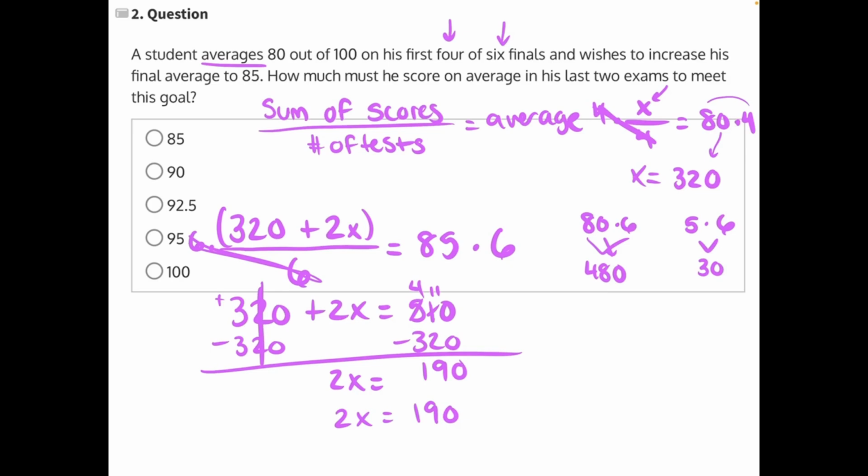2 is being multiplied to x, so we need to divide as our opposite operation. These 2's will cancel, leaving us with x equals 95, making 95 our correct answer.